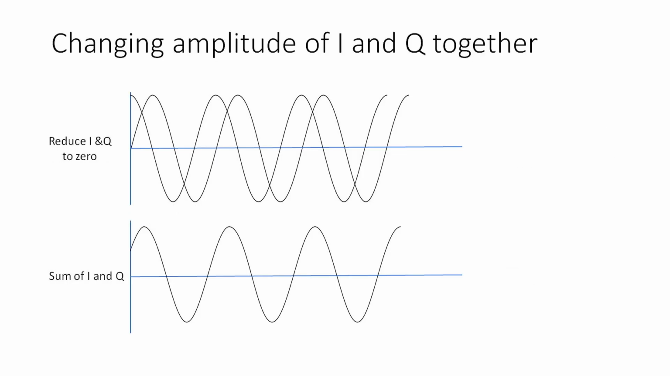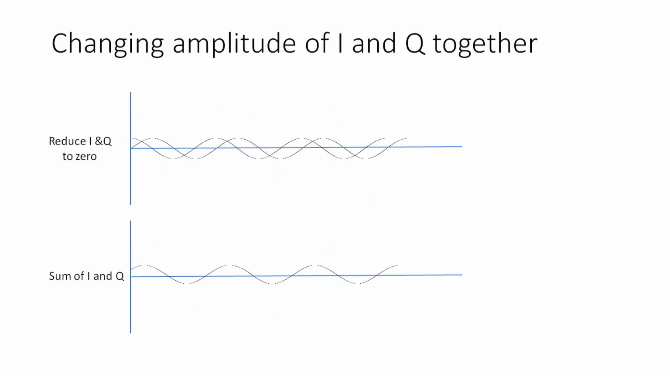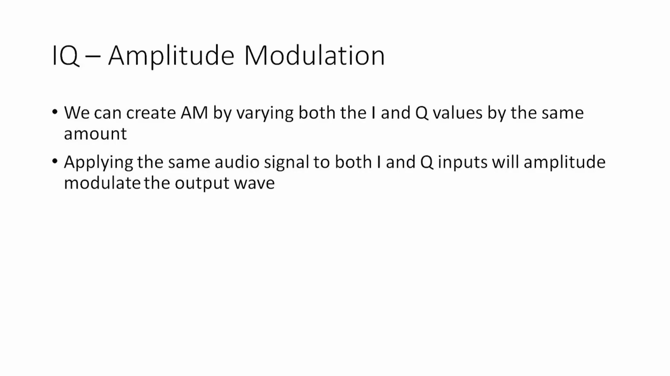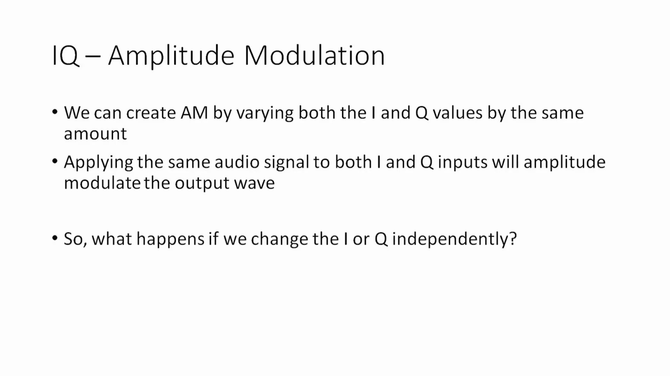So, what happens if we just move the volume or amplitude of the I and Q signal together? Not surprisingly, the output just goes down to 0. But that shows how we could do AM modulation. So if we've got those two mixers and a carrier oscillator, and we apply the same audio signal to the I and Q ports, the output will go up and down, it will be AM modulated. So we've got an AM modulator just by altering the I and Q signals. So it's really easy to create AM with I and Q signals.